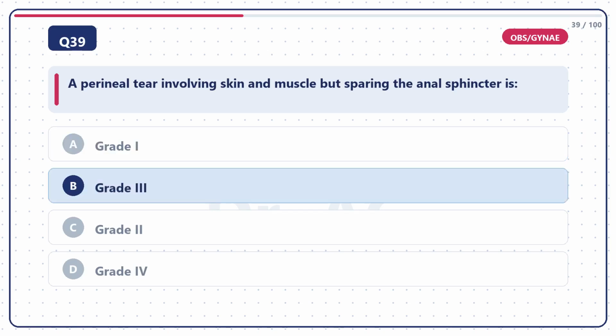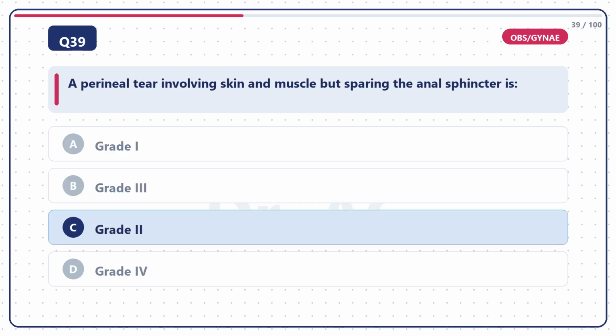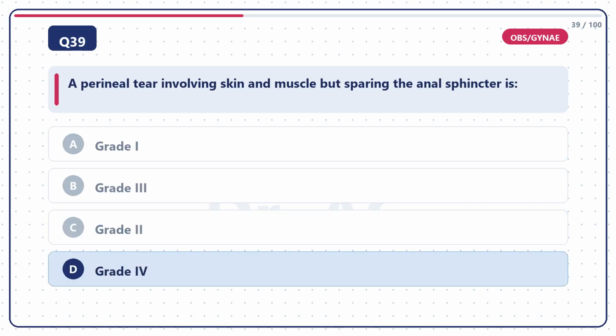Grade 1. Option B, grade 3. Option C, grade 2. Option D, grade 4.